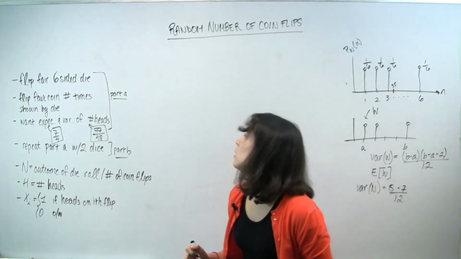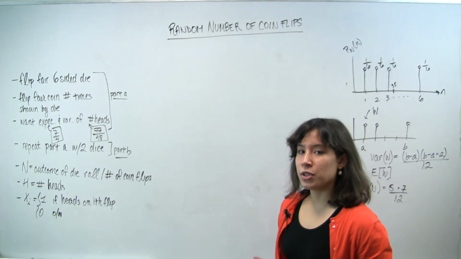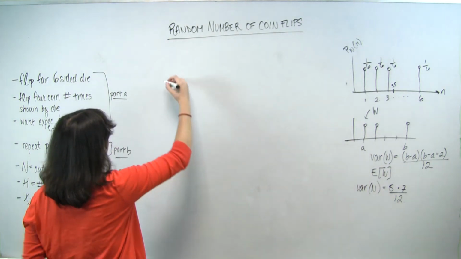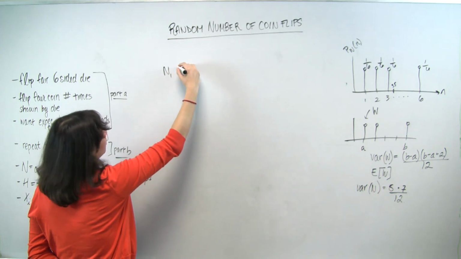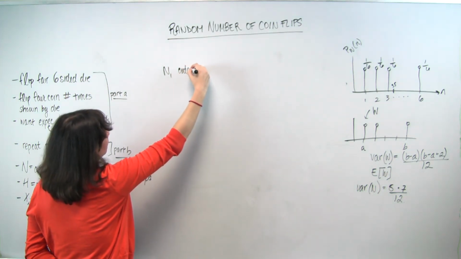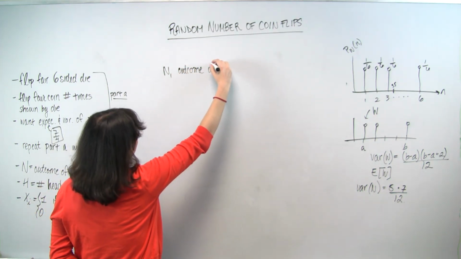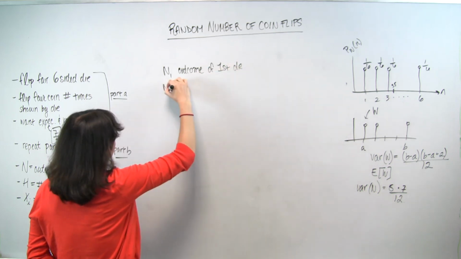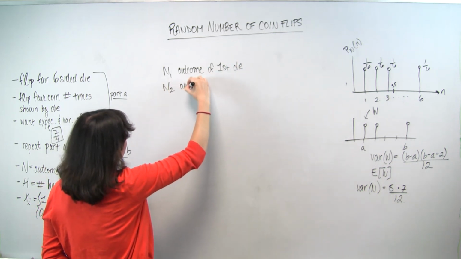Okay, so let's approach this by defining some notation first. Now I want to let n1 be the outcome of the first die. And then you can let n2 be the outcome of the second die.